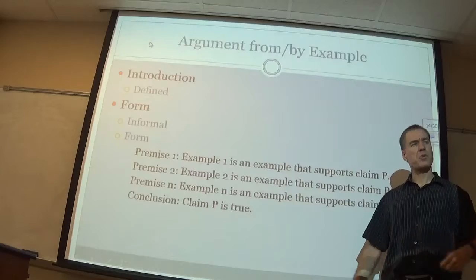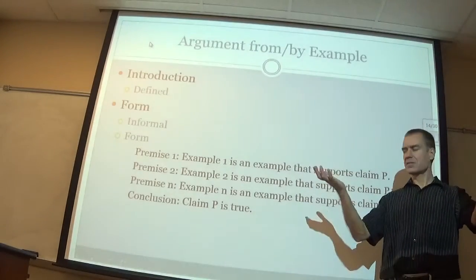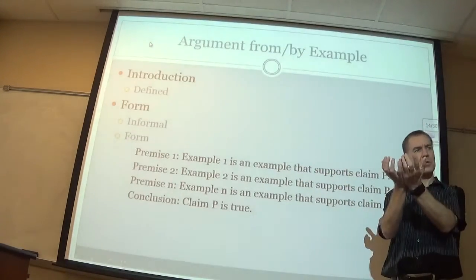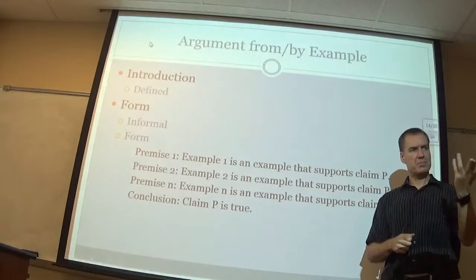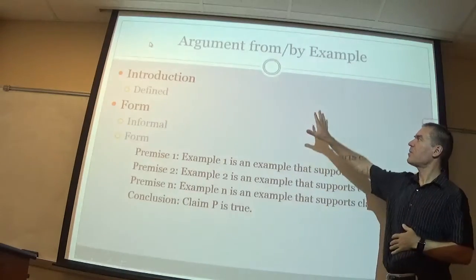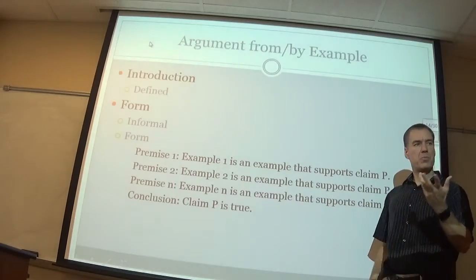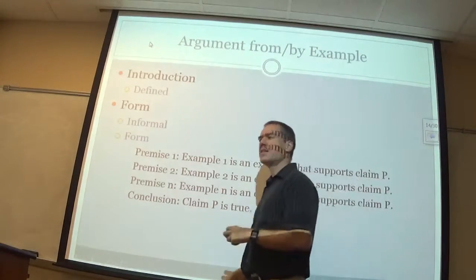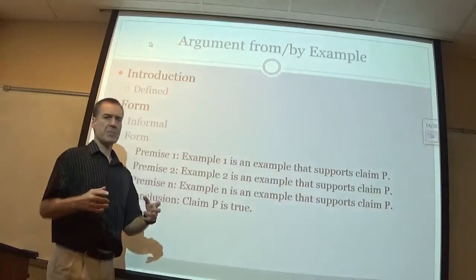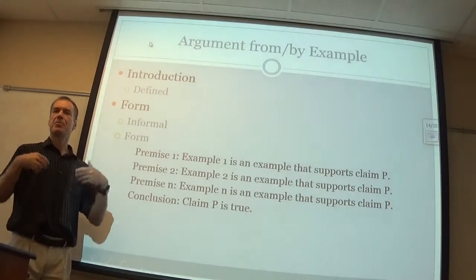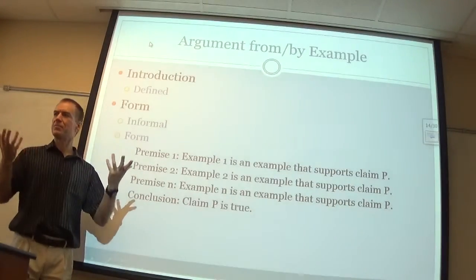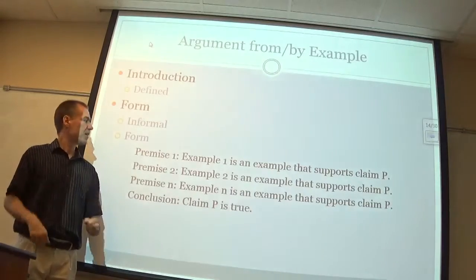We saw the way that worked was you take two things, you show they're alike in certain respects, and infer they're alike in some other respect. And then we turned to the beginning of the argument from or by example, which works like this. The basic idea is that you argue for something by giving example after example after example that supports that claim.